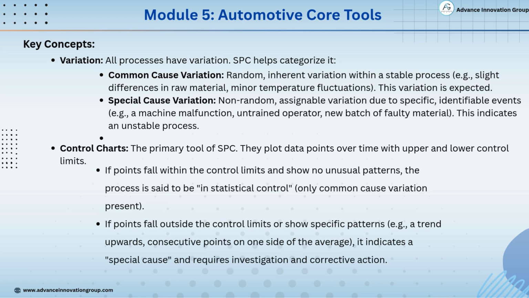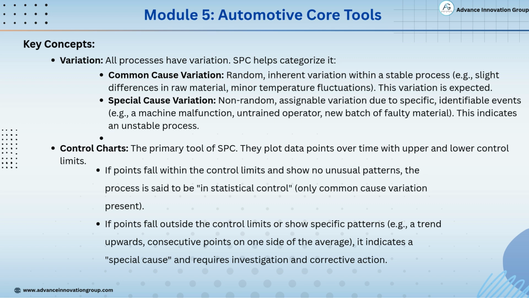Special cause variation. This type is unusual and can be traced to a specific cause, like a machine breakdown, an untrained operator, or a defective material batch. It signals that something is wrong and needs to be corrected. 2. Control charts. These are the main tools used in SPC. They plot data over time and include upper and lower control limits.